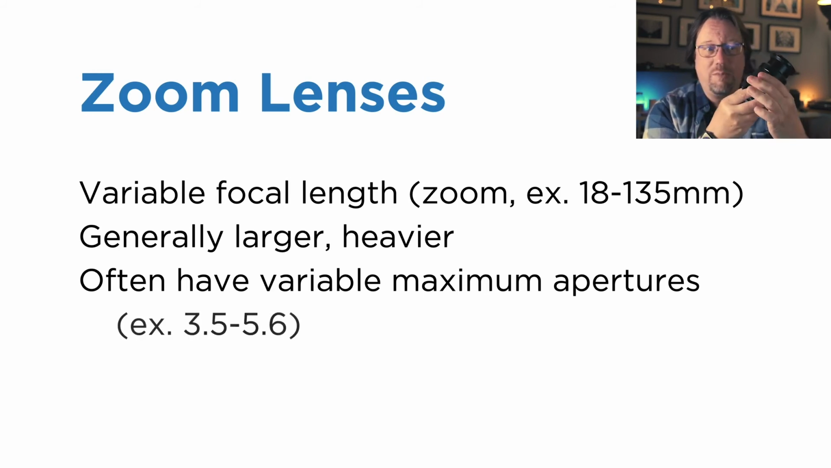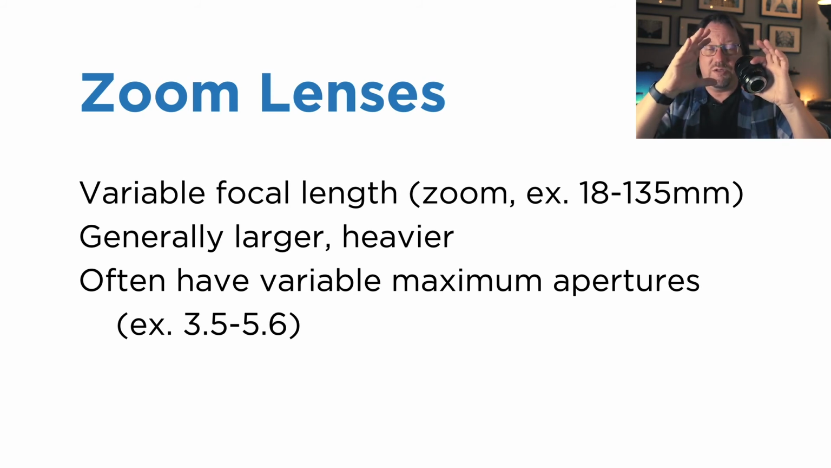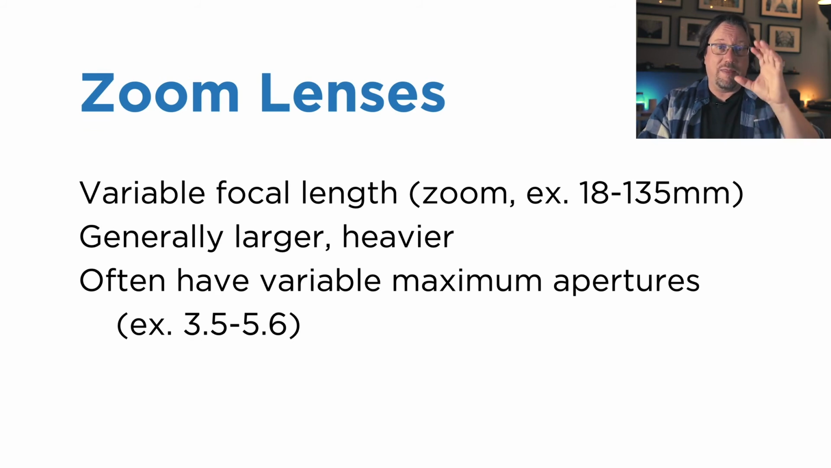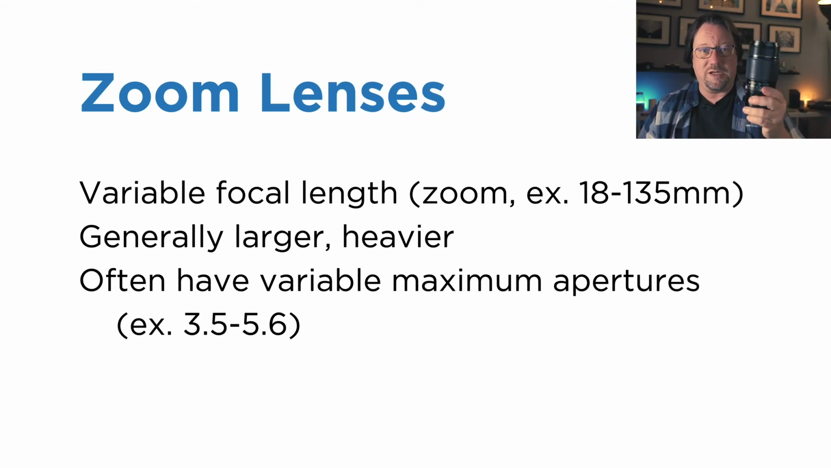So this lens that I'm holding, when I'm at 18 millimeters, so wide, I have 3.5 as my maximum aperture. So the largest opening is equivalent to 3.5 f-stop. When I zoom to 135, that maximum opening gets smaller to 5.6. So it lets in less light when it's zoomed to 135 than it does when it's at 18. It's a less expensive way to create lenses. Now, this is not an inexpensive lens by a long shot, but it's less expensive than this guy.